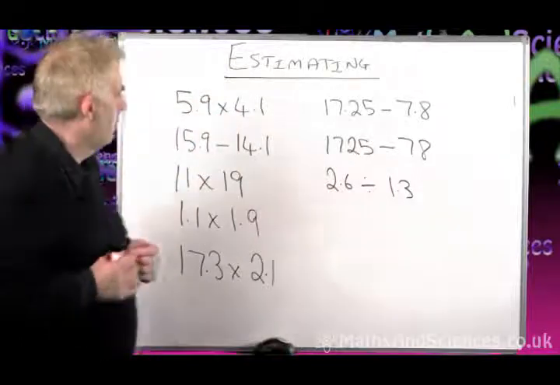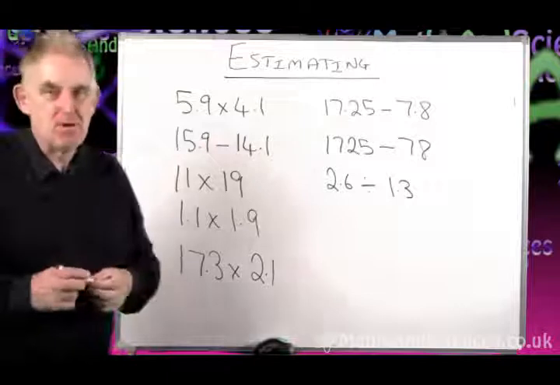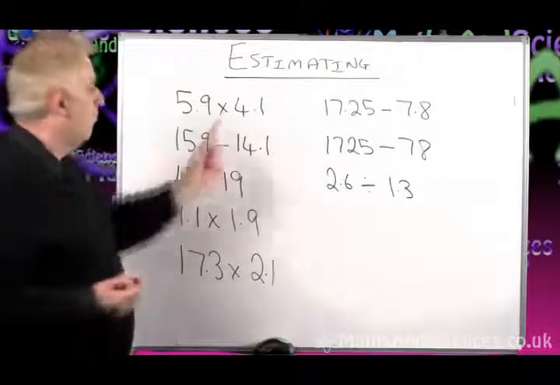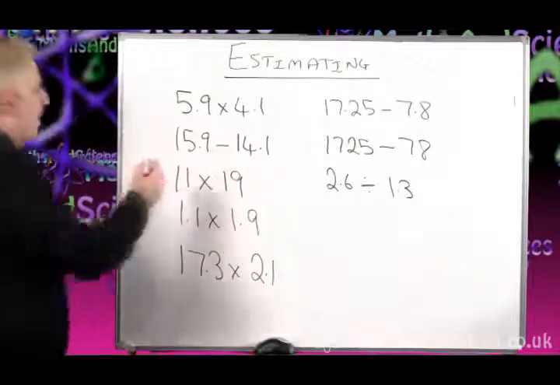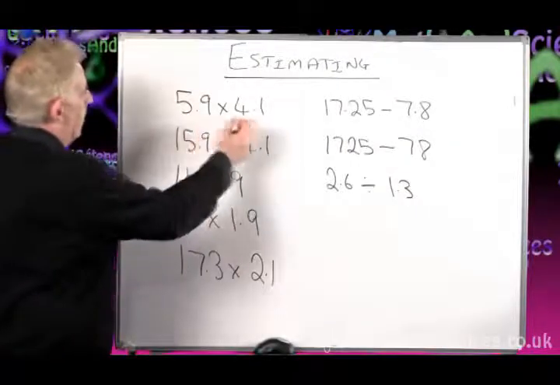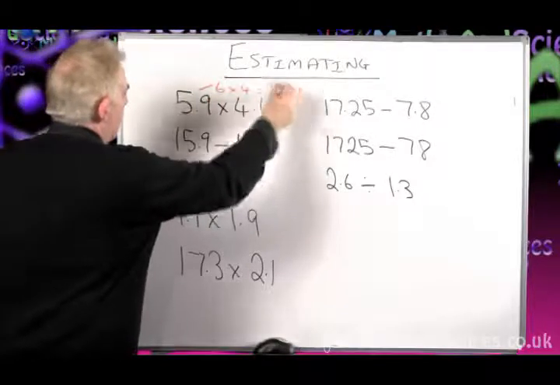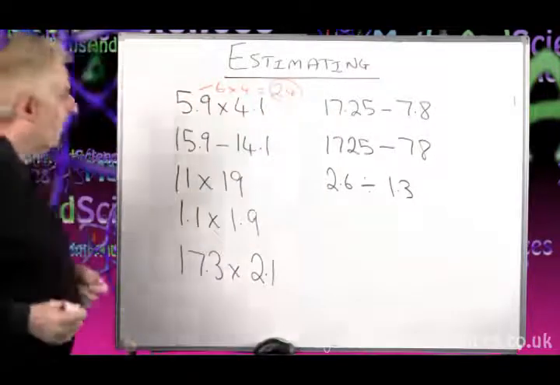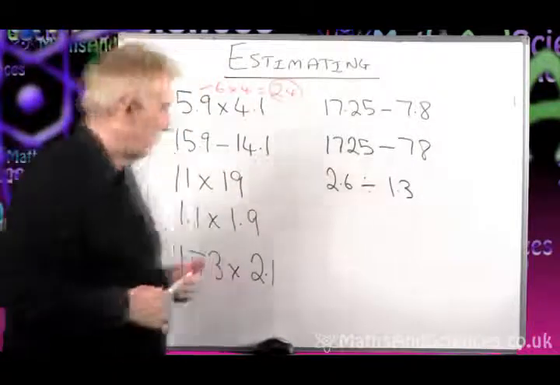5.9 times 4.1. What you can say to yourself there is, well, roughly 5.9 is 6, and roughly 4.1 is 4. So what we've done is we've made that number a little bit bigger, that number a little bit smaller, and 6 fours are 24. So we're saying that roughly speaking, that's the answer. You can check using your calculator how accurate that is.